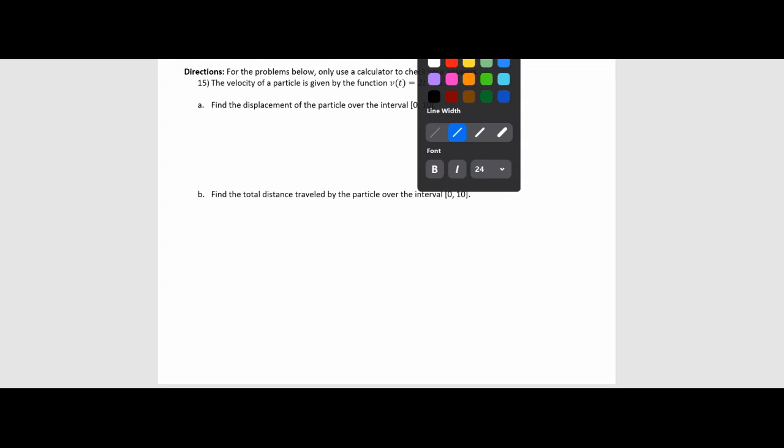Okay, so displacement's the easy one. Displacement, we can just evaluate the entire interval at once. So the integral from 0 to 10 of 2t minus 6 dt. That will give us displacement.